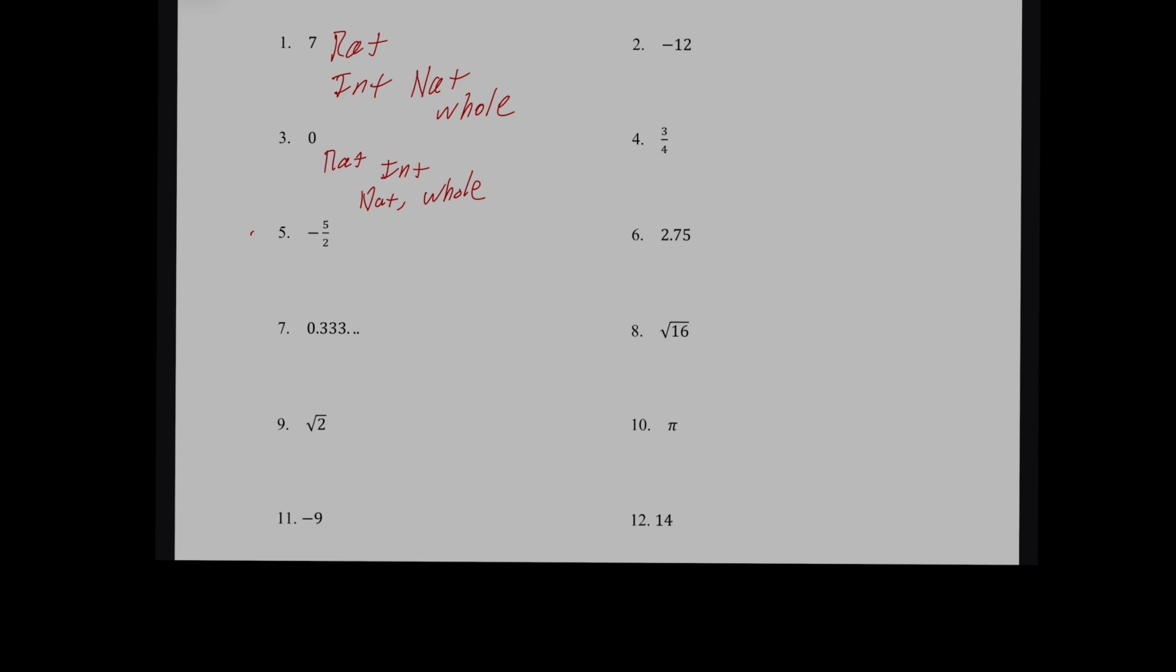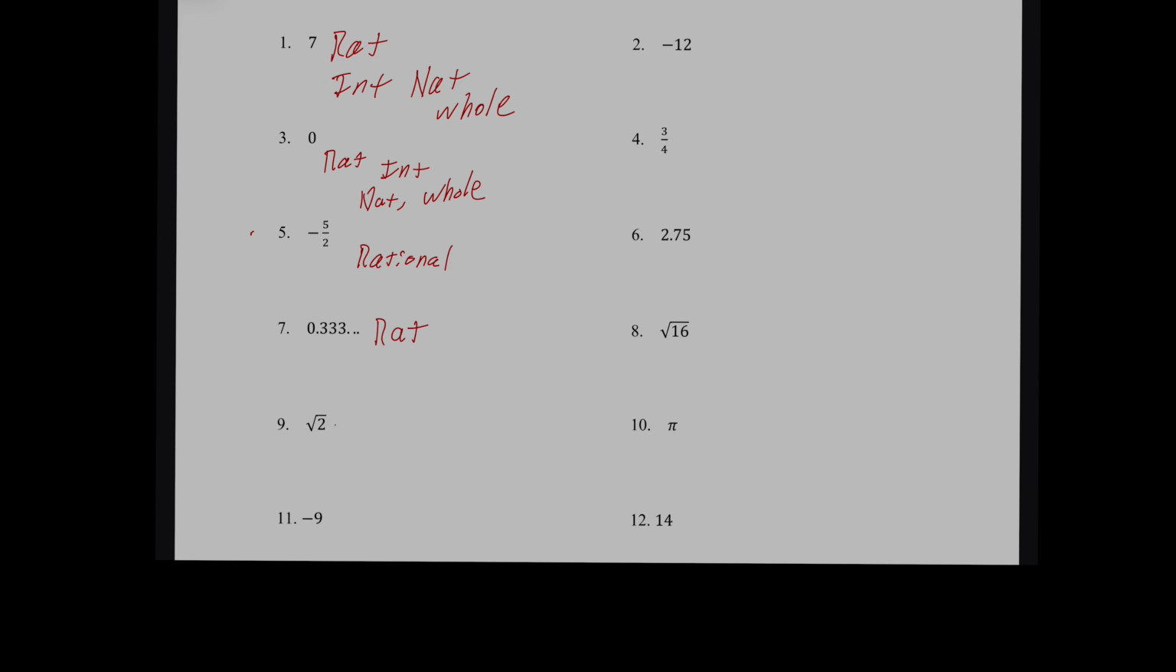Let's take a look at number 5 here, -5/2. Well, that can be written as a fraction. It's not repeating. So this one right here is going to be considered a rational. But that's it. For it to be anything else, it has to not be a decimal. Well, if you go 5 divided by 2, you're going to get some kind of a decimal. So it's not any of the others. 0.333, hey, there's a pattern. That's rational, but it's not anything else because it's a decimal.